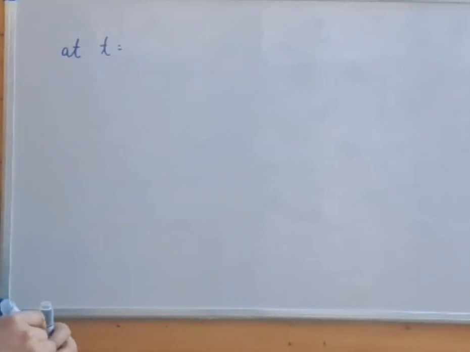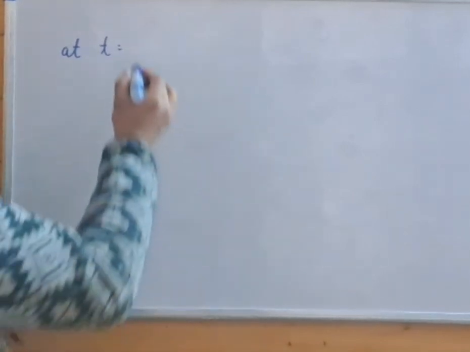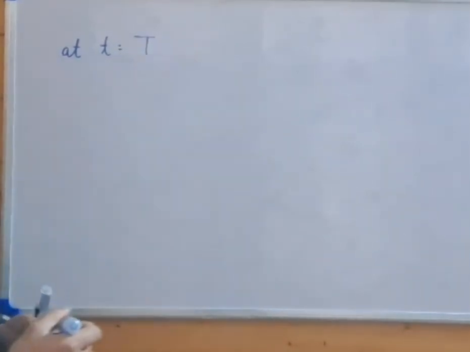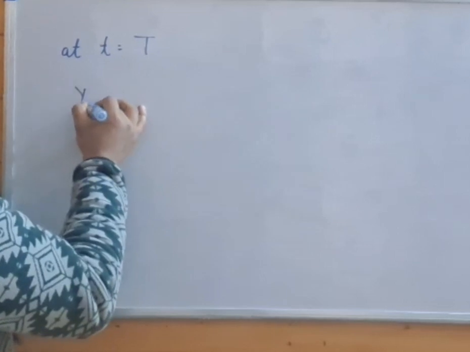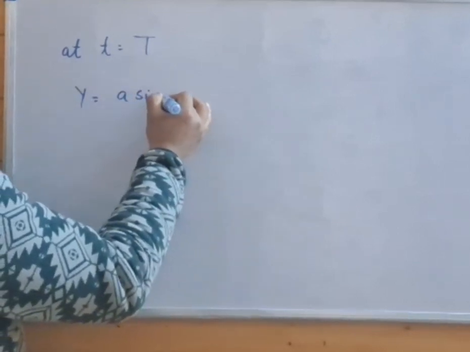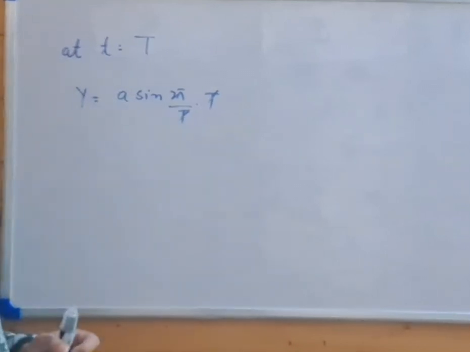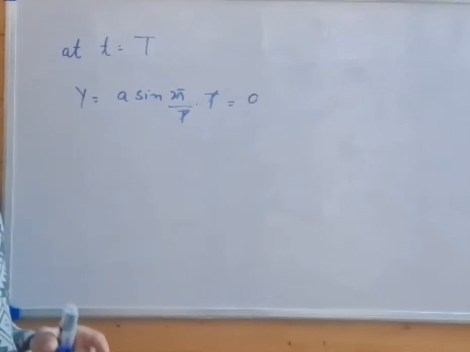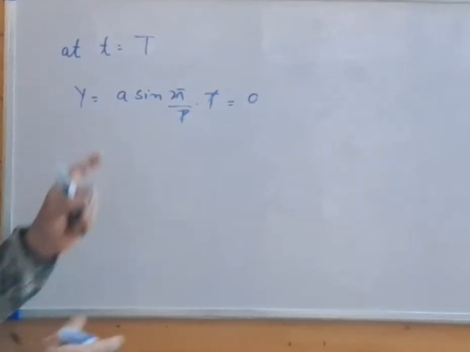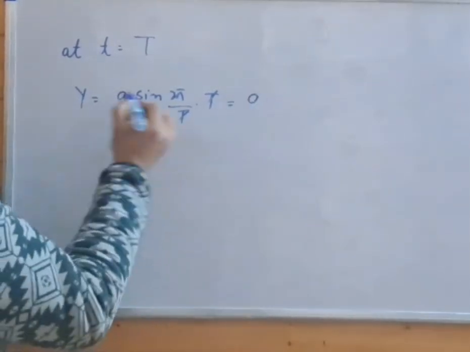Calculating the values of acceleration, displacement and velocity at t is equal to T, that is a full cycle. Y is equal to a sine of 2 pi by T into t. Here T and T go. Sine of 360 is equal to 0, since 2 pi radians is equal to 360 degrees. So y is equal to 0.